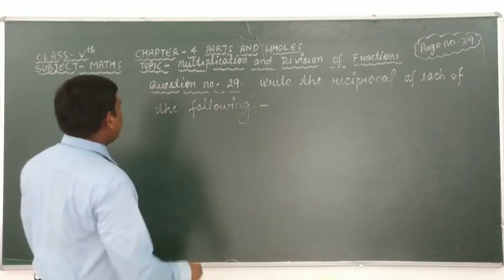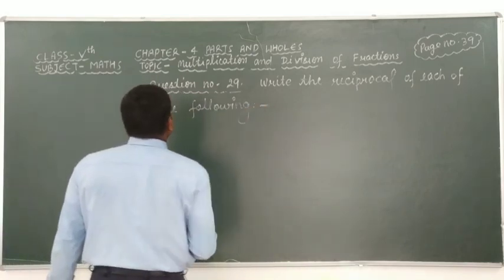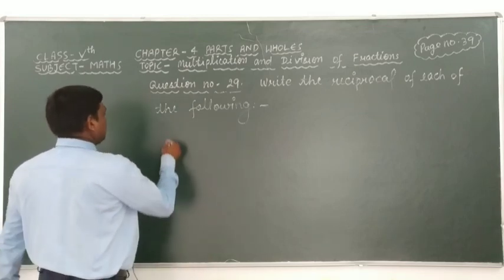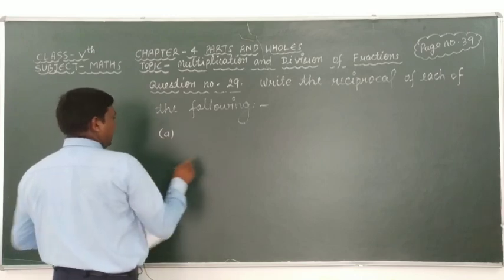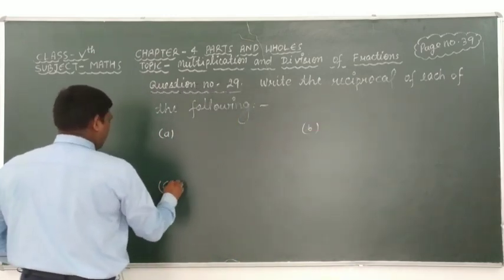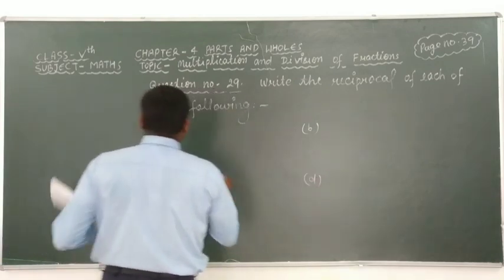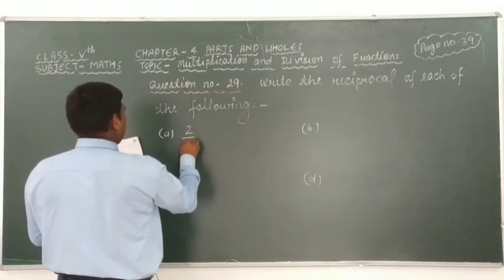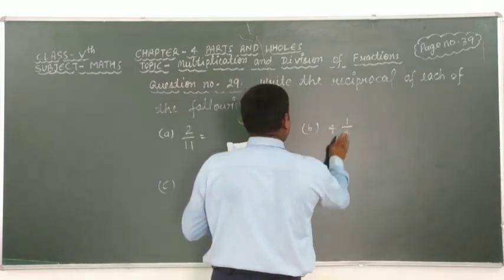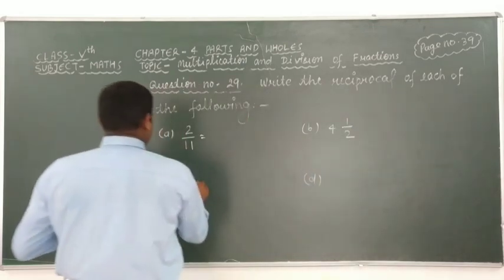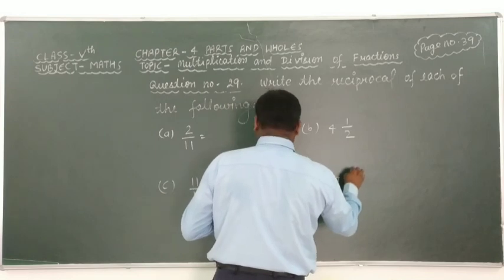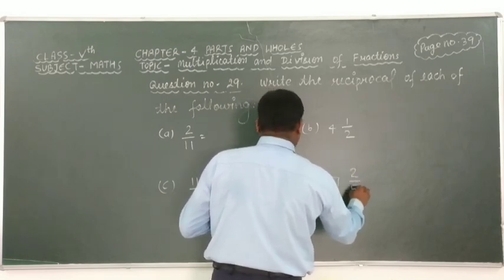Okay students, look at here carefully. Question number 29 has 4 parts: 29 of A, 29 of B, 29 of C, and 29 of D. Here given are 2 over 11, 4 mixed 1 over 4, 11 over 16, and 7 mixed 2 over 5.